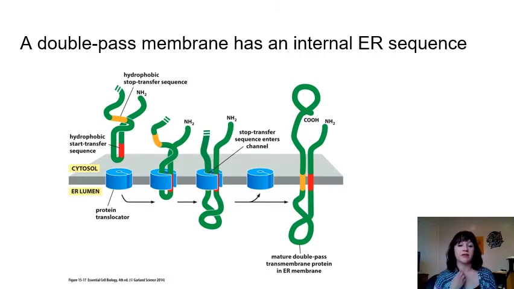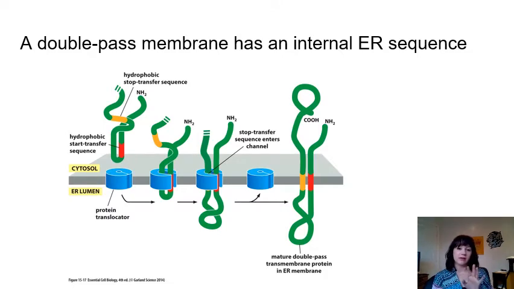Let's look at another kind of transmembrane protein, a double pass membrane protein. In this case, the start transfer sequence is further into the polypeptide chain, so it's called an internal ER sequence. This protein is getting made by a ribosome, say out in the cytosol. As soon as that start transfer sequence gets made, it's also functioning as the signal sequence. The ribosome pauses protein synthesis and moves to the ER.